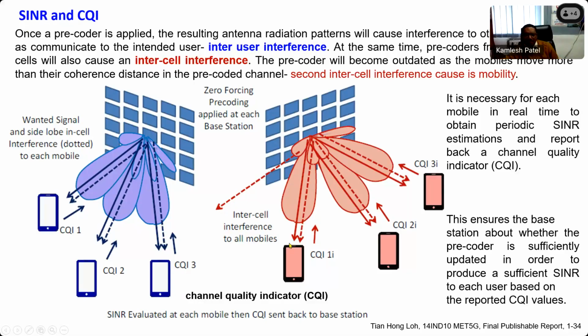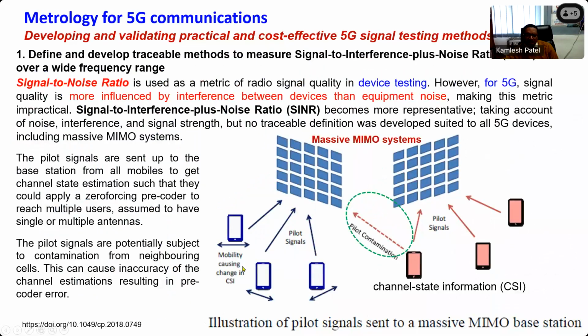So they are looking at CQI, the channel quality indicator. The channel quality indicator is supplied by the mobile tower, but in the reverse case, all mobiles give the information about the channel state to the massive MIMO device.